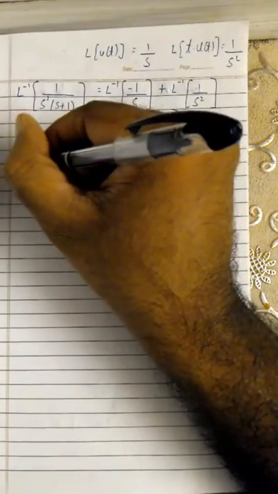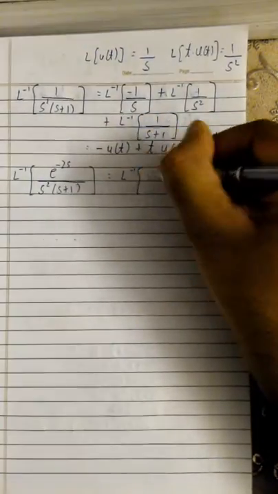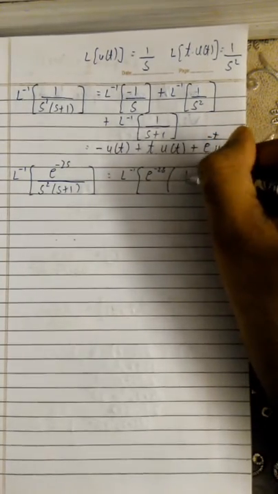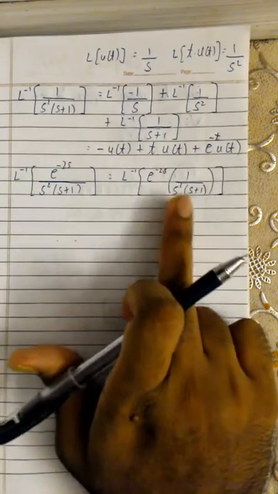Okay. Now I'm going to find the Laplace inverse of the second term, that is, the Laplace inverse of e raised to minus 2s by s square into s plus 1. Let me write this in this format just to make you understand: Laplace inverse of e raised to minus 2s into 1 by s square into s plus 1. So now I need to find the Laplace inverse of this.